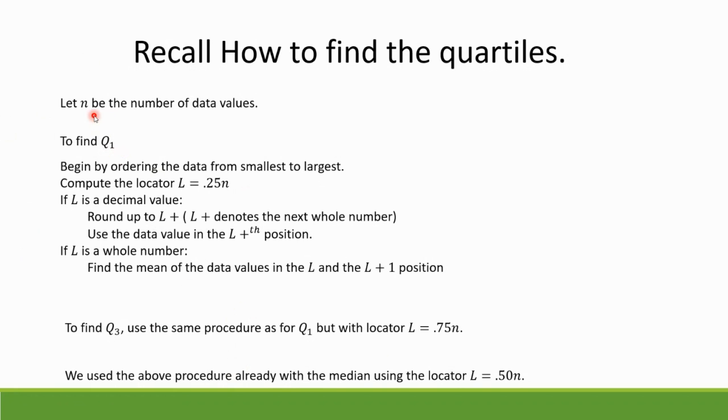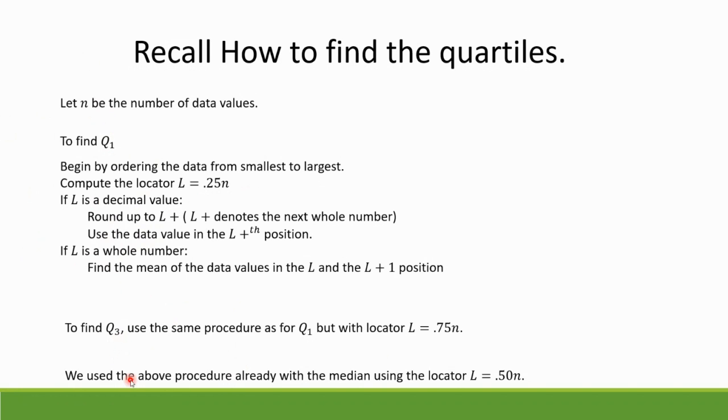So now, again, this is the process. Remember, for Q1, you're doing L equal to 0.25 times n. N is how many data values you have. And whether L is a decimal, like 5.8 or 5.9, or a whole number determines what you do next, as indicated.